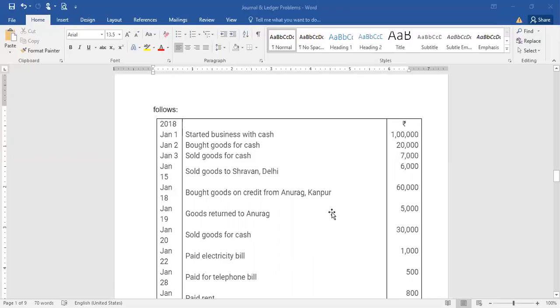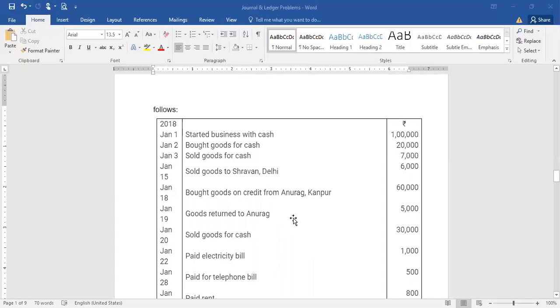Then sold goods for cash. So cash is coming in, and then the goods is going out. Debit what comes in, credit what goes out. So sales account has to be credited. Debit cash, it is real, comes in. So cash account debtor to sales account.